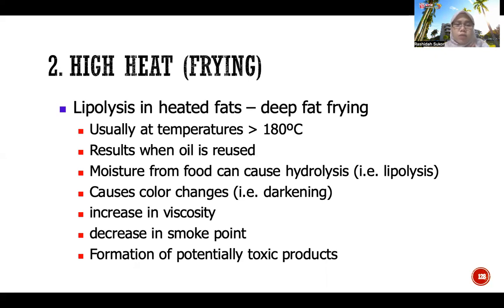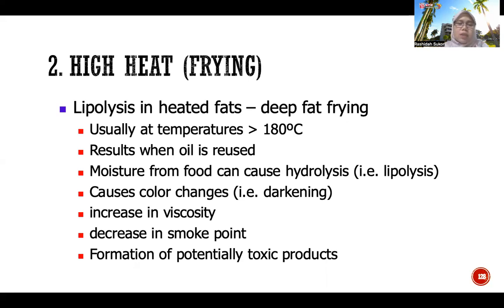Okay, moisture from food can cause hydrolysis. So when you fry your food during deep frying, of course when we take up the food, it becomes a little bit more dry, right? Because the water, the moisture from the food will ooze out into the oil. Okay, so this is called lipolysis.